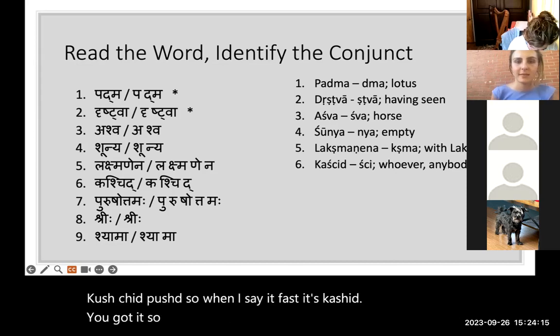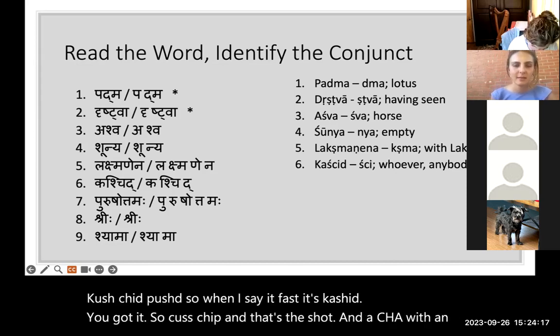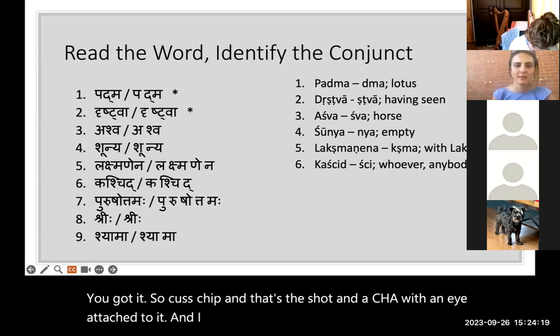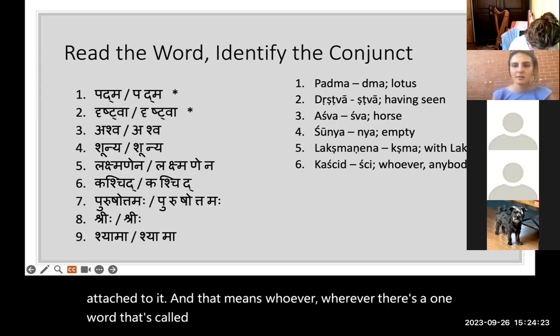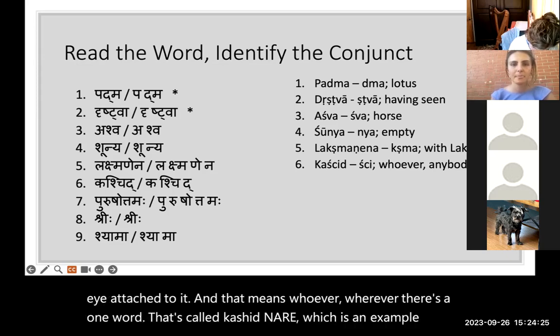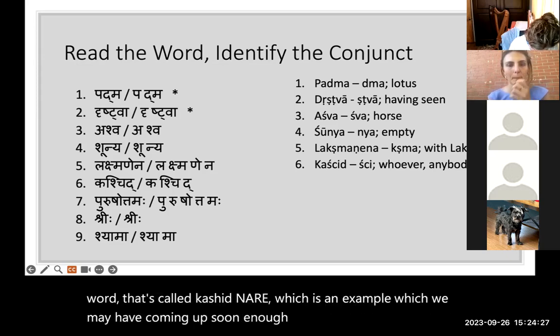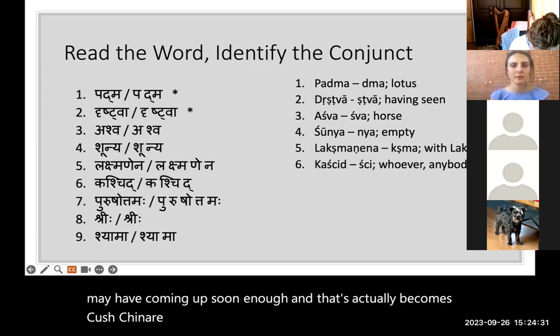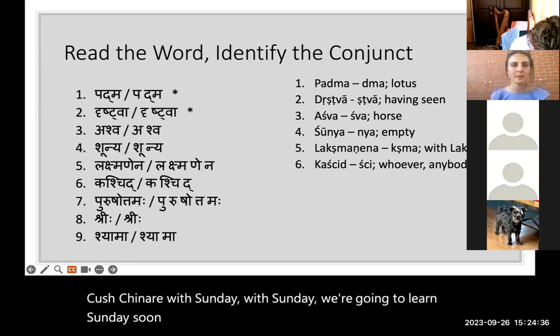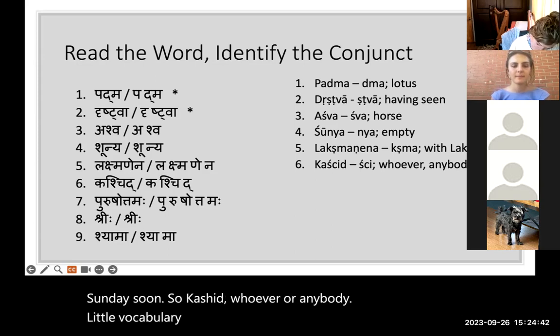So kashchid. That's the sha and a cha with an I attached to it, and that means whoever, wherever. There's one word called kashchinare, which is an example we may have coming up soon enough, and that actually becomes kashchinare with sandhi. We're going to learn sandhi soon. So kashchid, whoever or anybody. Little vocabulary. All right. Lindsay Brown.